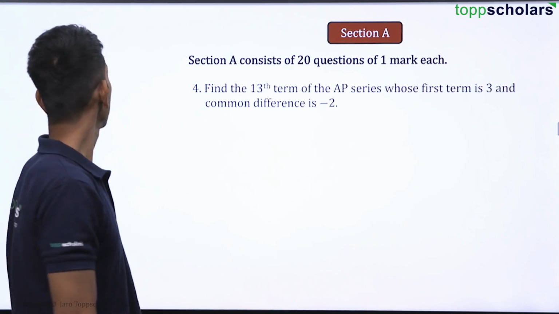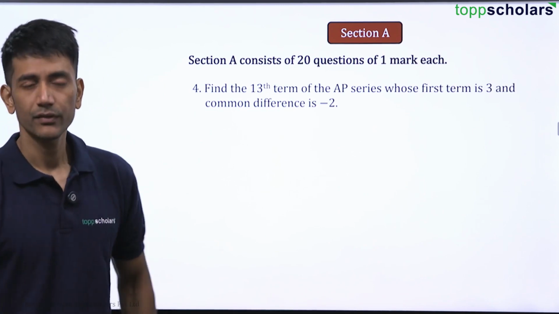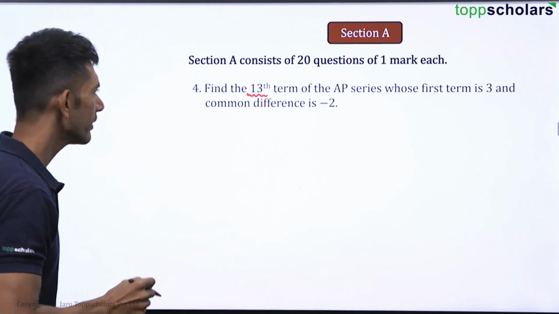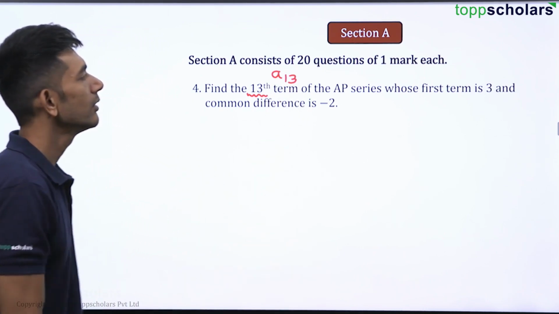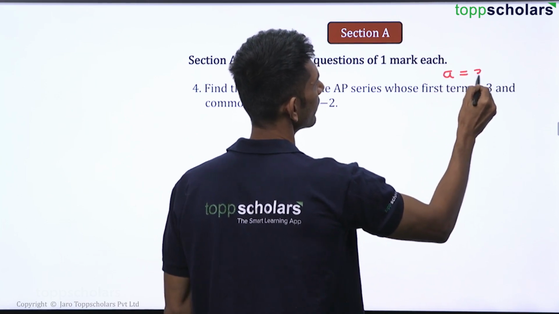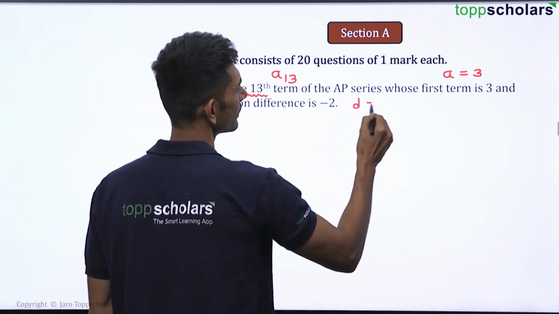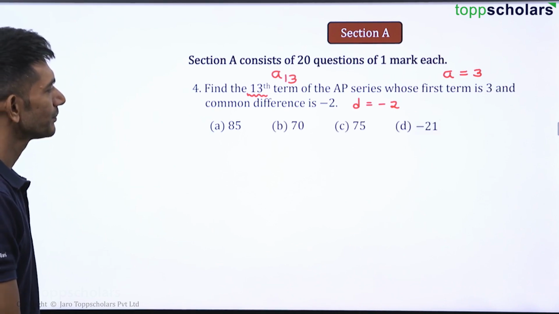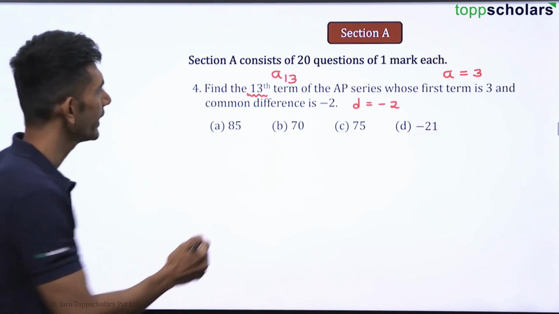Okay, let's have a look at a new question now. This is question number 4. It says, find the 13th term of the AP. You're supposed to find out the 13th term. So find out the 13th term of the AP. 13th term is nothing but A13, whose first term is 3. First term means A, right? A is 3 and the common difference is minus 2. So the common difference D is how much? D is minus 2, correct? So there are 4 options here. So 13th term is what we are supposed to find out, right?